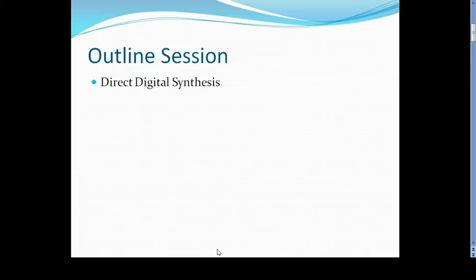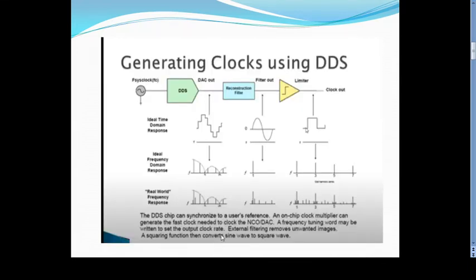So today's outline is direct digital synthesis, that is DDS. Here we observe a synchronized clock pulse generation using direct digital synthesis, that is DAC out, reconstruction filter, filter out, limiter and clock out. So here we are generating a clock pulse using direct digital synthesis.